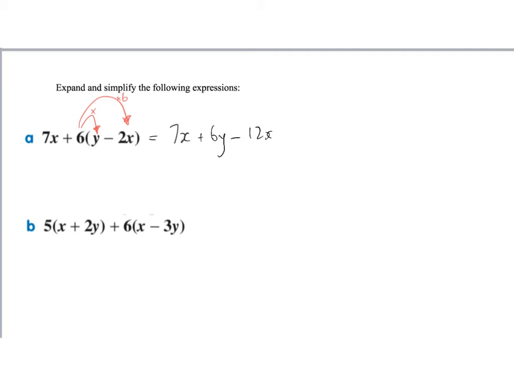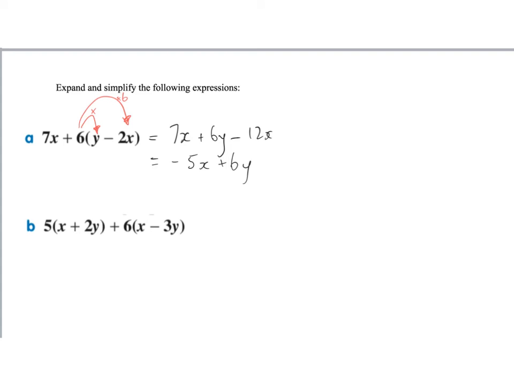Now with this one, because I've got a like term, I can simplify the 7x minus 12x, which will give me negative 5x plus 6y. And hopefully with the last one, you'll just notice that it's really just 2 brackets set up separately. So I'm going to expand the first one first, okay, and then I'll go on with the second one.